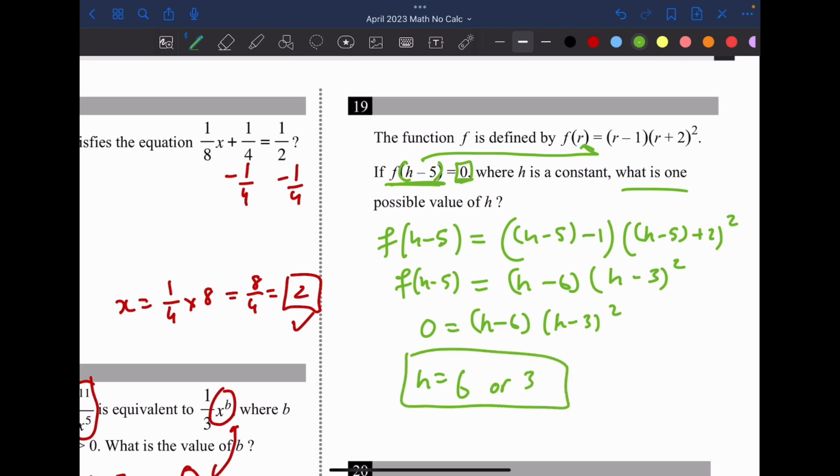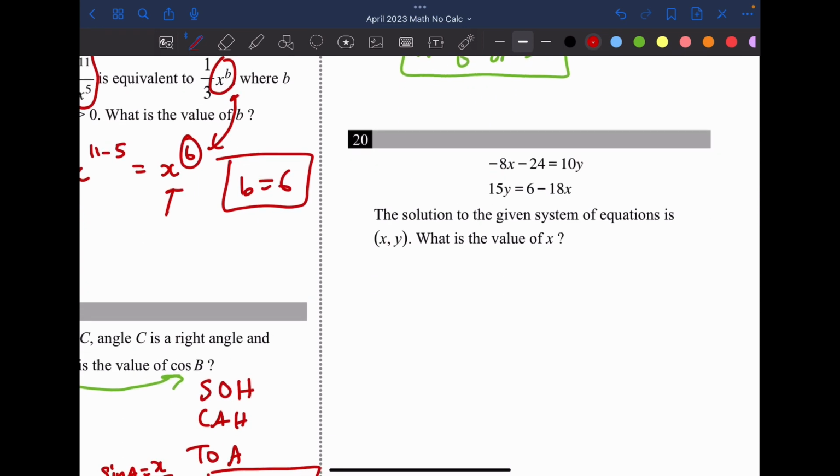That's the final answer. But a common mistake here would have been to try expanding (h minus 3) squared and then getting a whole big answer that you don't need. So the trick here is to notice that you can stop at this point and find what the solutions are from here. So that's the trick of this question, but we're done.